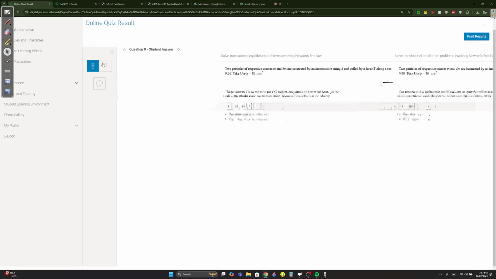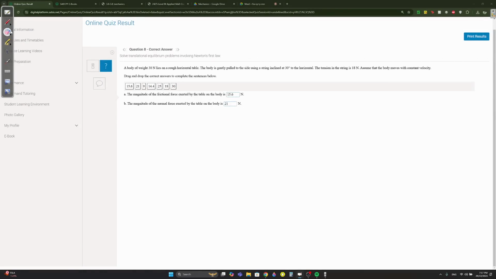Question 8. A body of weight 30 newtons lies on a rough horizontal table. The body is gently pulled to the side using a string inclined at 30 degrees to the horizontal. The tension in the string is 18 newtons. Assume that the body moves with a constant velocity. Constant velocity, so a is 0. No acceleration. This is important.